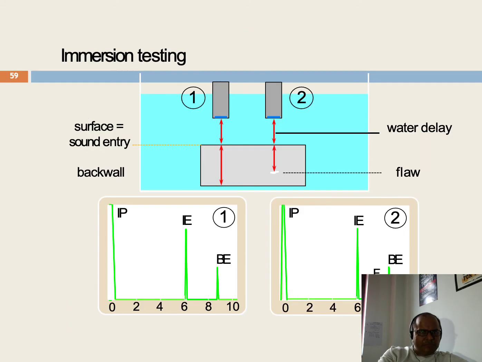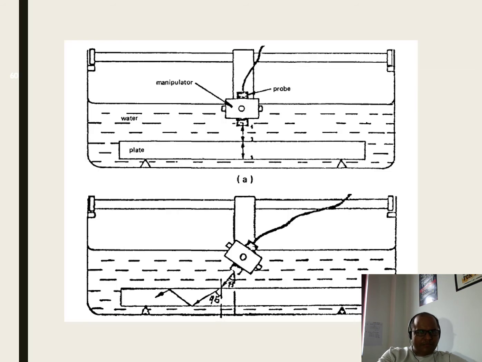Immersion testing: as you can see in the pictures, you have the materials under the water, the water delay path, and your surface entry. You can see how it is happening. You have a manipulator, probes, and plates. In immersion testing your probe must be inside the water, and it is very important that your water path should be greater than 4 times the thickness of your plate.